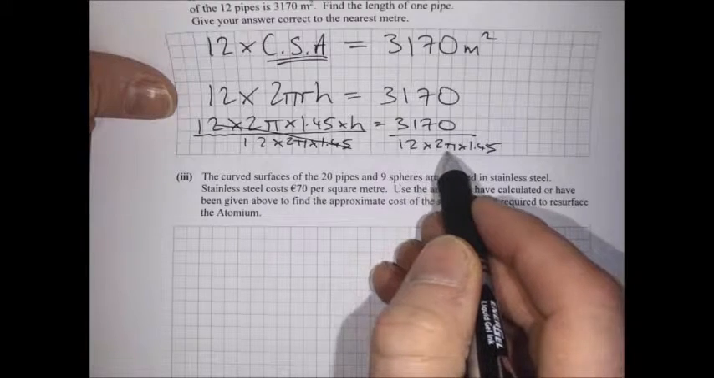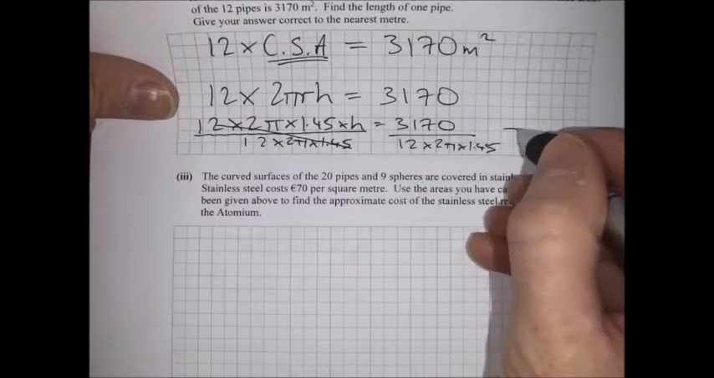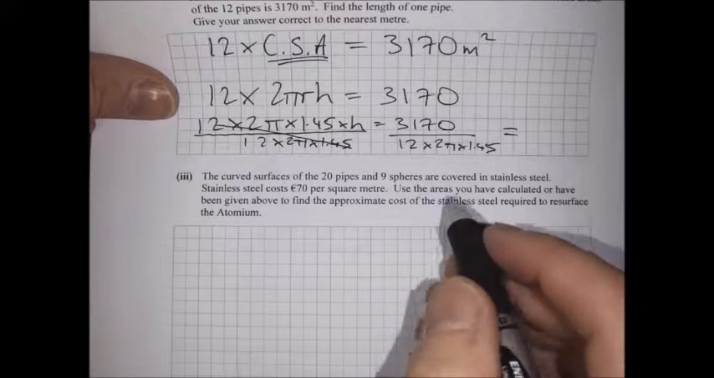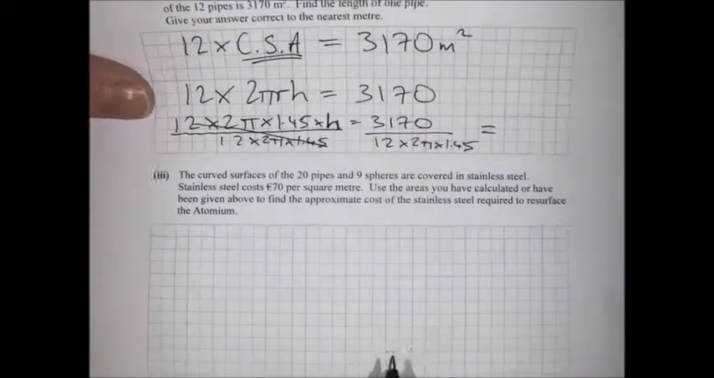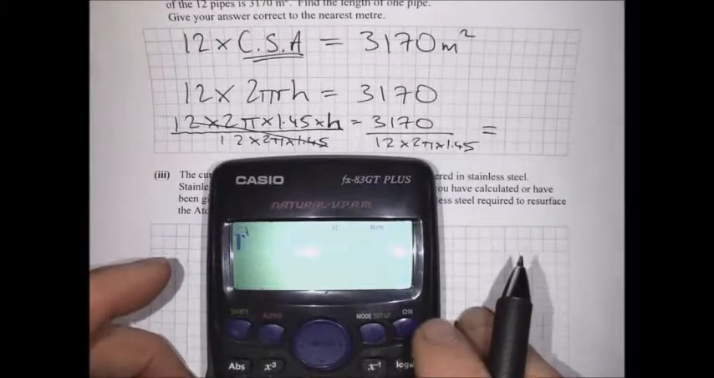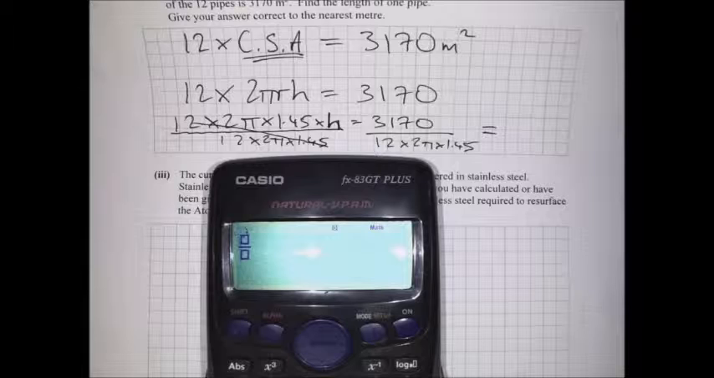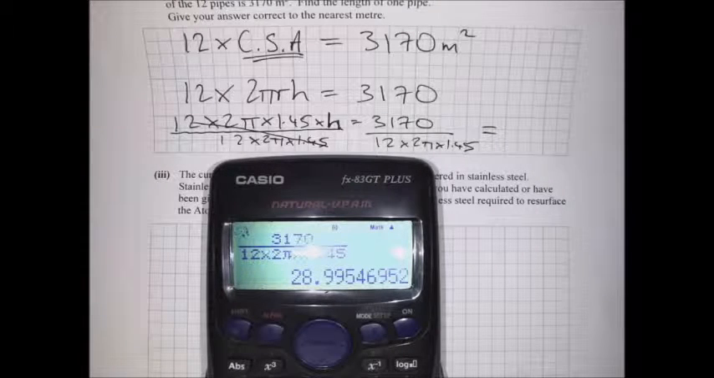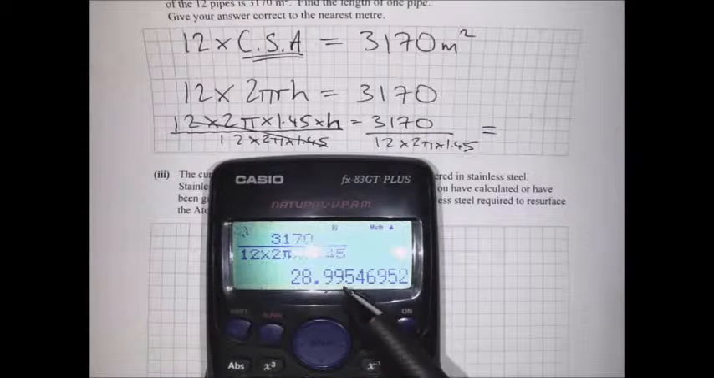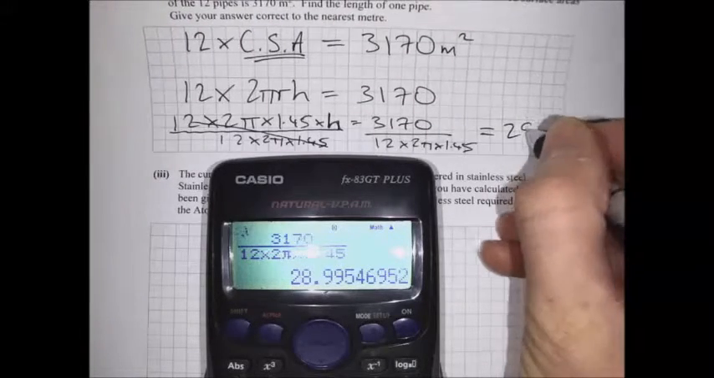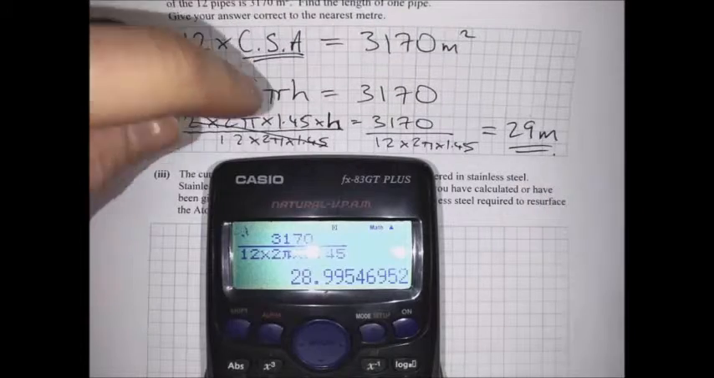3170 divided by 12 times 2 pi times 1.45, and that should give us the length of one pipe, which is h. So we'll put that in the calculator, use the fraction key, 3170 on top, and below we have 12 multiplied by 2 pi times 1.45, press equals, and again we're looking at the nearest meter. We have 28.99 on the calculator. So that's 29 meters. That's the length of one of those pipes.